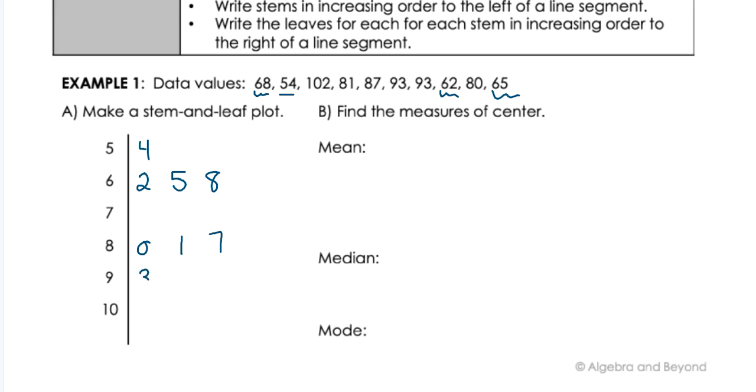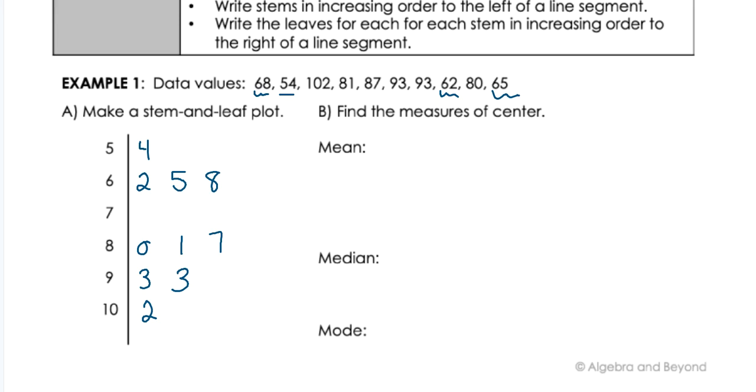We have two 93s, so I'm going to write two 93s next to each other. You do need to represent each individual data point with its own value. And then we get to 10, which represents the hundreds, and we have a 102, so I would just write the 2 part.